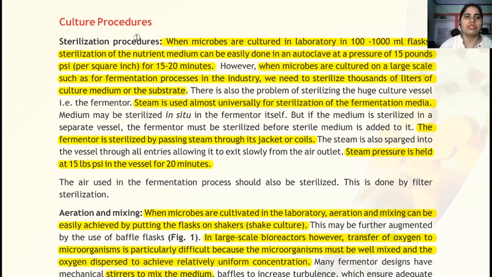In this topic we are going to discuss how to sterilize media in laboratory conditions and how to sterilize media in industry conditions. Clear? So, how to sterilize media in industry.